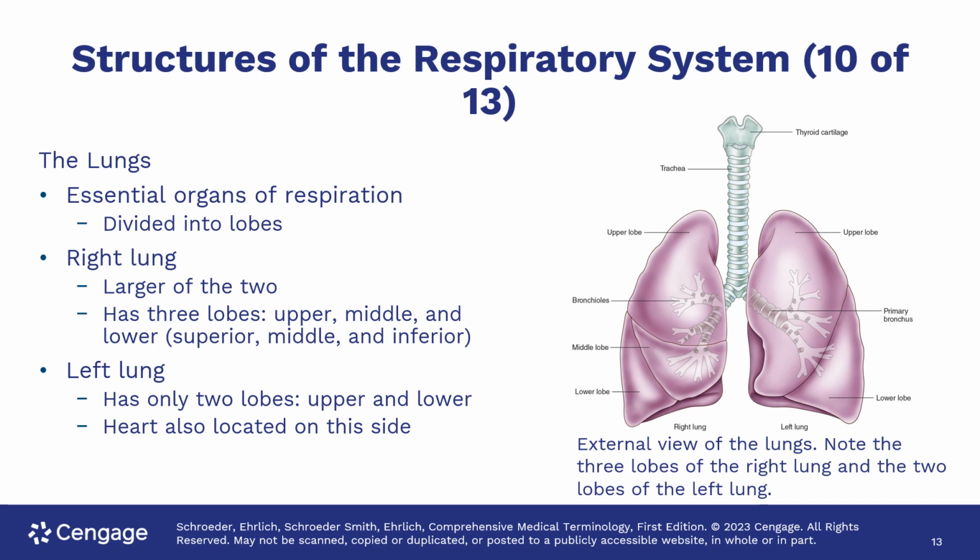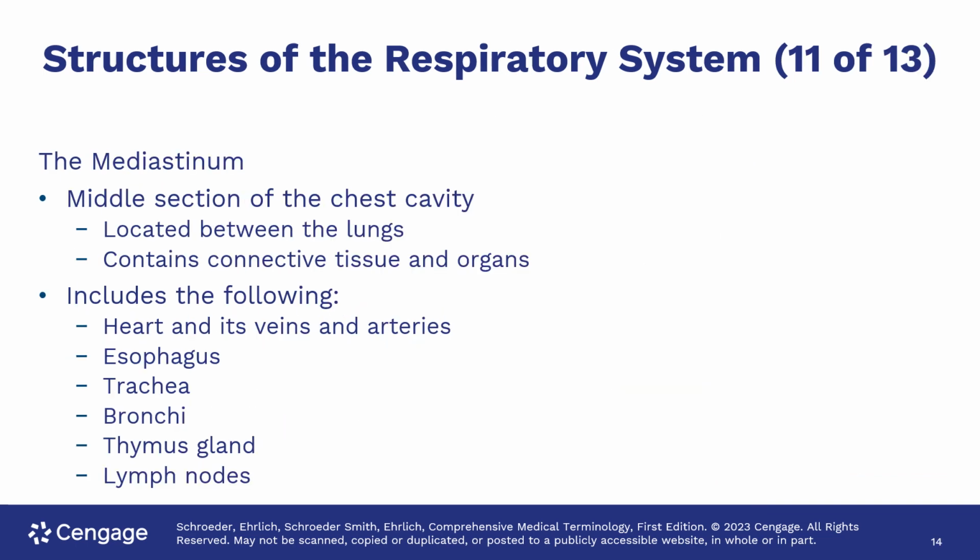The lungs are the primary organ of the respiratory system. The right lung is divided into 3 lobes and is slightly larger. The left lung has 2 lobes. The mediastinum is the middle of the chest cavity and in between the lungs. Within the mediastinum is the heart, trachea, esophagus, bronchi, thymus, and lymph nodes.